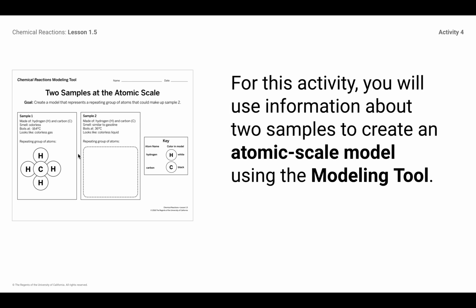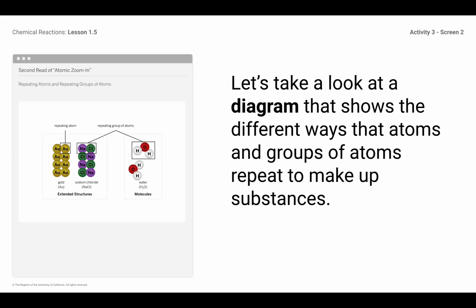Let me kind of explain something. For this activity, you're going to use information about 2 samples to create an atomic scale model using the modeling tool. Let's take a look at a diagram that shows the different ways that atoms and groups of atoms repeat to make up a substance. So first of all, we have this. This is gold, and this is what's considered a pure substance because this is just one single atom and it repeats. So gold is a repeating group of atoms of just pure gold. So it repeats over and over and over again.